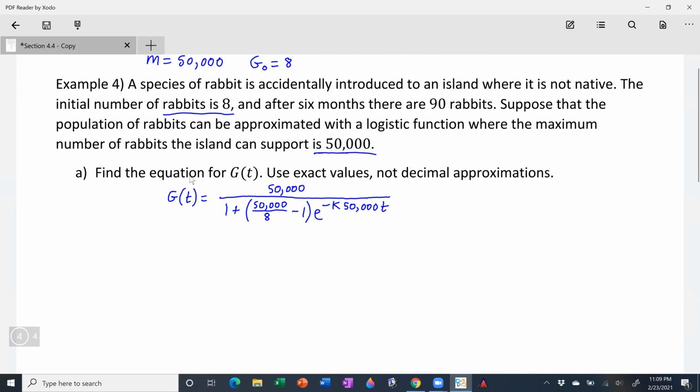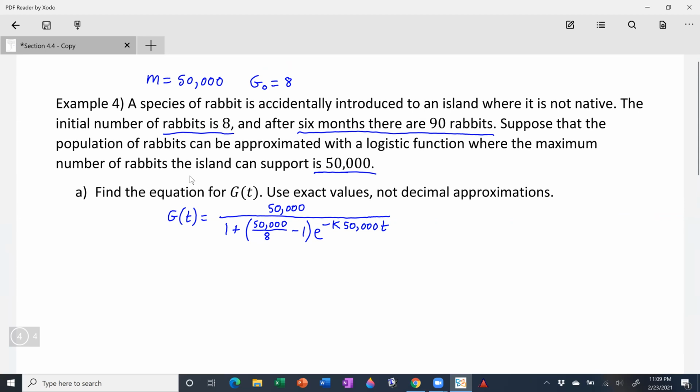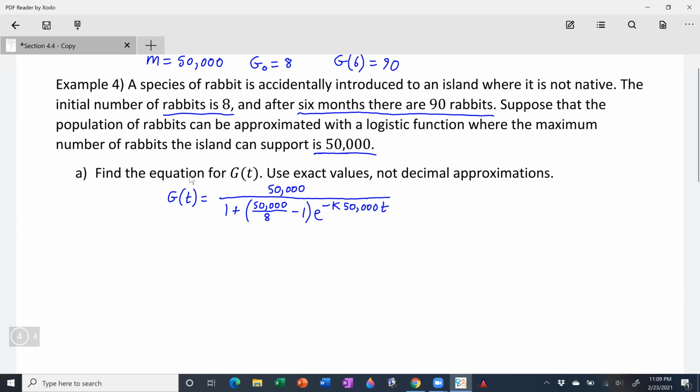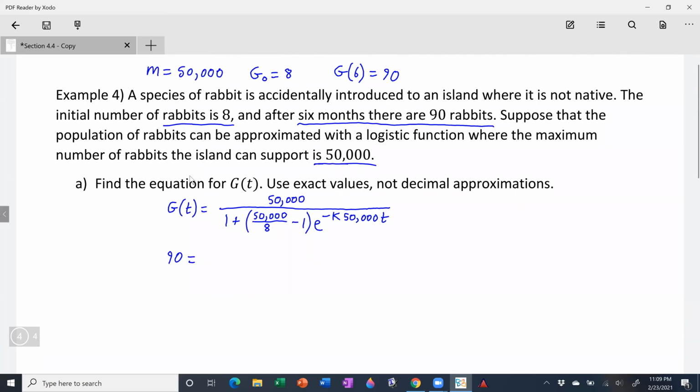Okay, so in order to find k, we want to use the other piece of information. This gives us a point that we can plug in. So 6 months into it, so the units for t are going to be months. We know that the g of t function comes out 90. So we can write that as g of 6, and that will come out 90. This is what we can use now to find k. So let's make the function 90 equals, and then we're going to plug in 6 for t.